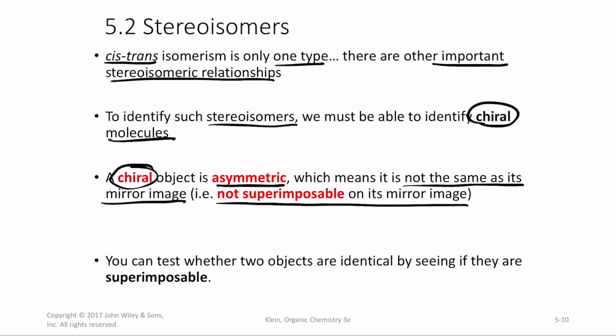One example of thinking about an achiral object is a cylindrical object, for example, a tissue roll. If you keep a tissue roll in front of a mirror, whatever the direction you keep it in, both are identical. They look exactly the same. There is no difference between what you get. So these are examples of superimposable and non-superimposable objects. You can test whether two objects are identical by seeing if they are superimposable.